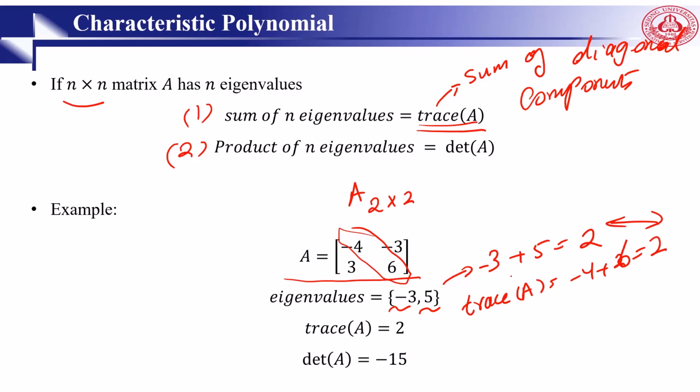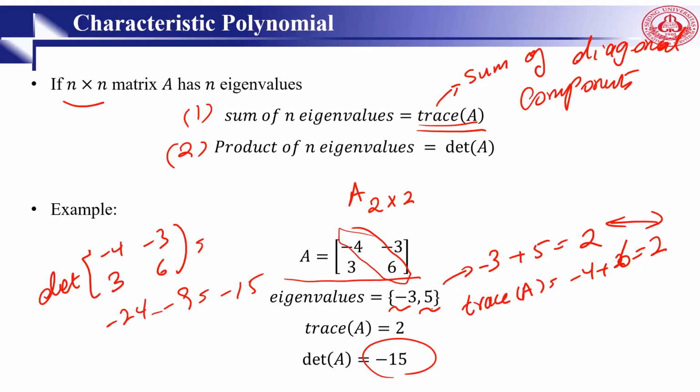And the determinant, how can you find the determinant of A? That's minus 4, 3, minus 3, and 6, which is equal to minus 24 minus 9, which is equal to minus 15, right? And the multiplication of these two eigenvalues is also minus 15. So the sum of n eigenvalues is called trace A, and the product of n eigenvalues is simply the determinant of A. These are two rules.